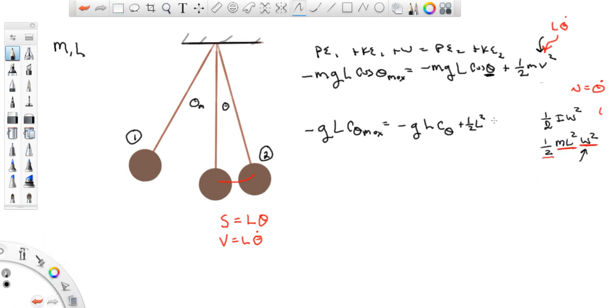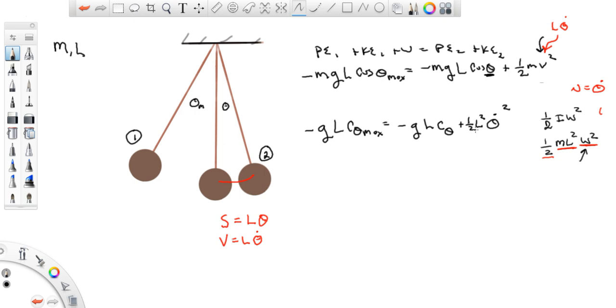Sorry about that. Times theta dot squared. Now, I'm going to just make sure I did that right. 1/2 ml squared theta dot squared. 1/2 ml squared theta dot squared. The mass divided out. Yep, we're good. Okay.